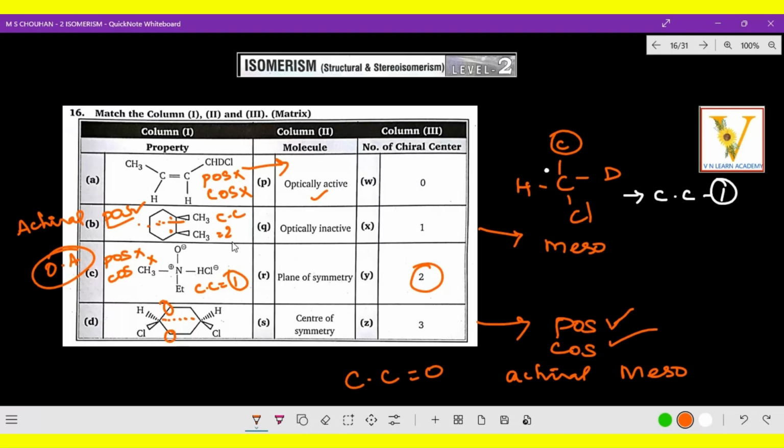How many chiral centers? What are the properties? Plane of symmetry is available. So here plane of symmetry, center of symmetry, here POS, COS is actually present. POS is also present. COS is also present. That's what it is. Achiral. I just mentioned all this. Hope you got the clarity. Come on, let's go to the next question.